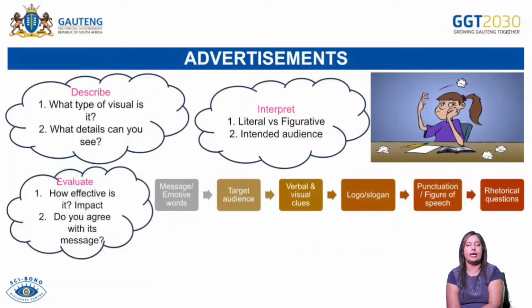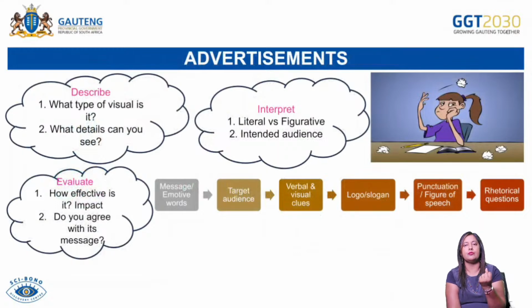So you're looking at, firstly, the message, which would then come through with emotive language being used. You're checking for the target audience, in other words, the group of people that this advert was targeting. You're looking at the link between the visual and the verbal. The visual, the image, the verbal, the written words, okay?